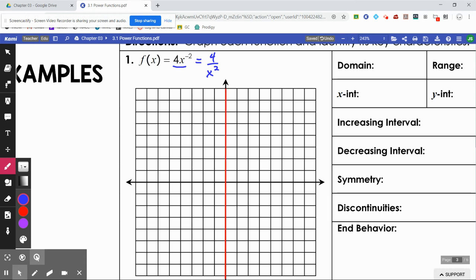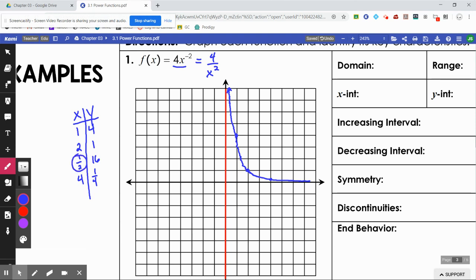Now that we've drawn this asymptote line, let's plug in some values for these x's and see what we're going to get for y's. Here you see that I've plugged in values on the right side of the asymptote line. Plugged in 1, got 4. Plugged in 2, got 1. Now notice something. As we plug in fractions, we're going to have to square it, and then divide by it, so we're going to have to flip and multiply. So when I squared 1/2, I got 1/4, and 4 times 4 gave me 16.